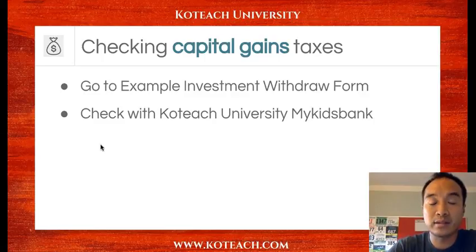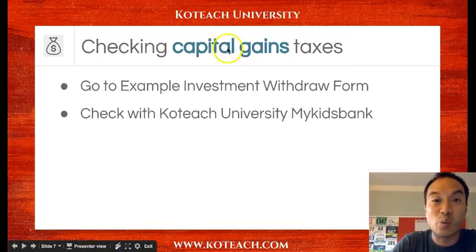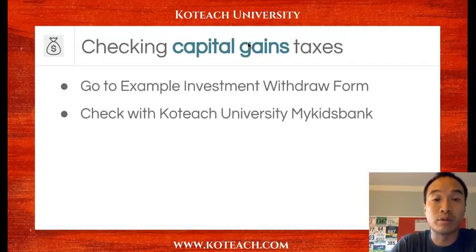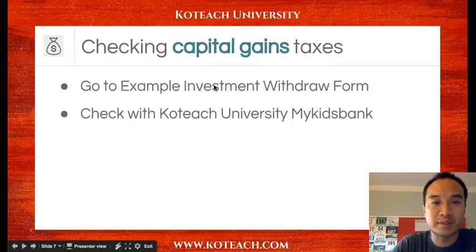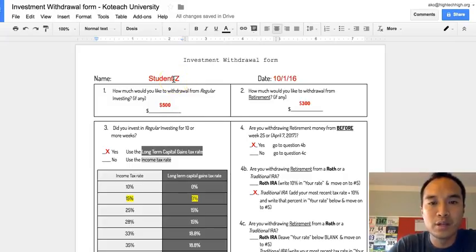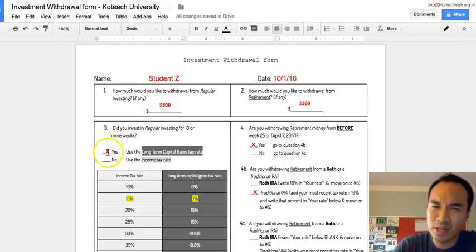Now, capital gains taxes, as mentioned in the course, is basically capital is like wealth, and gains is obviously what you earn or get more of. So that has to do with investments. Let's go to an example investment withdrawal form. So this is an example of the investment withdrawal form. Again, your job as a tax person is to just verify that they did their calculations correctly. Don't worry about whether they checked the right box. All you're doing is making sure that their math is correct in calculating the taxes.